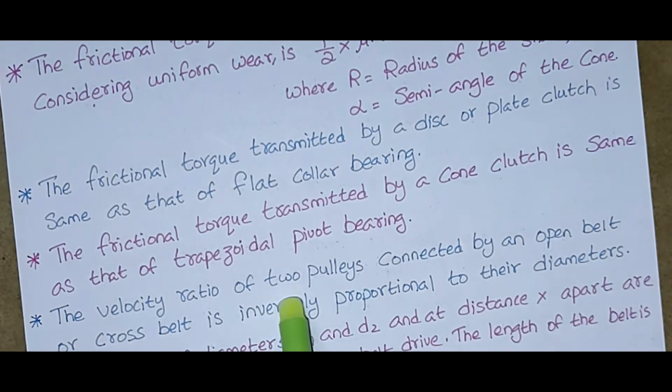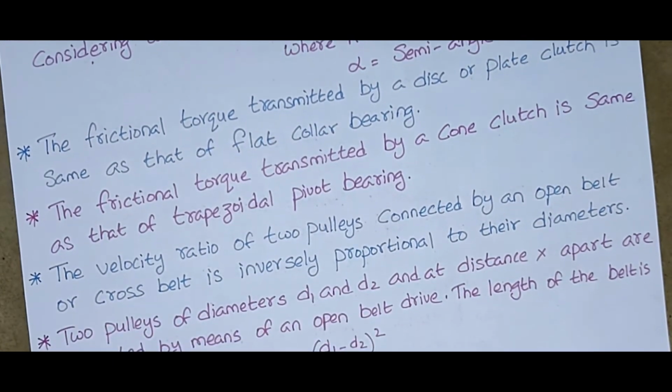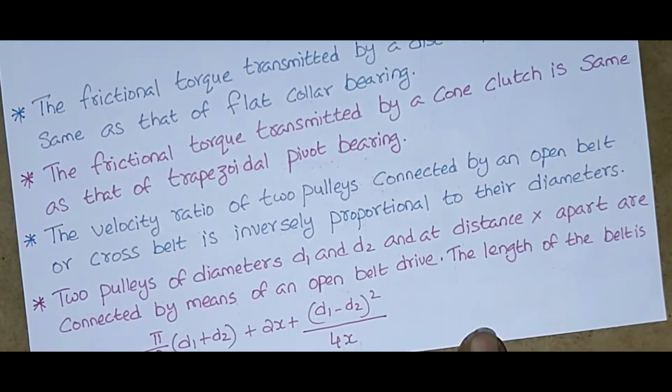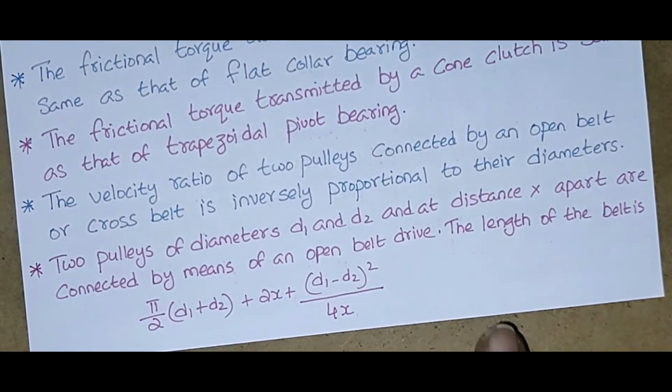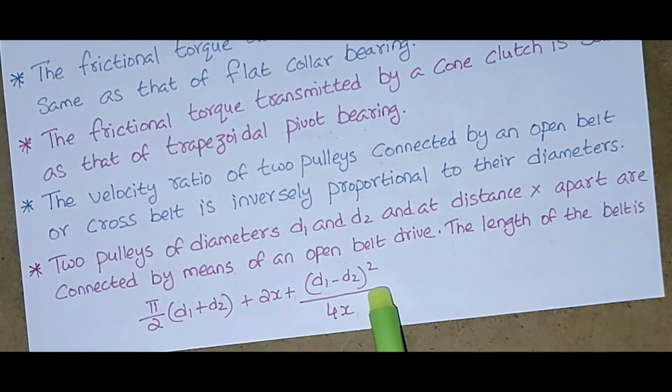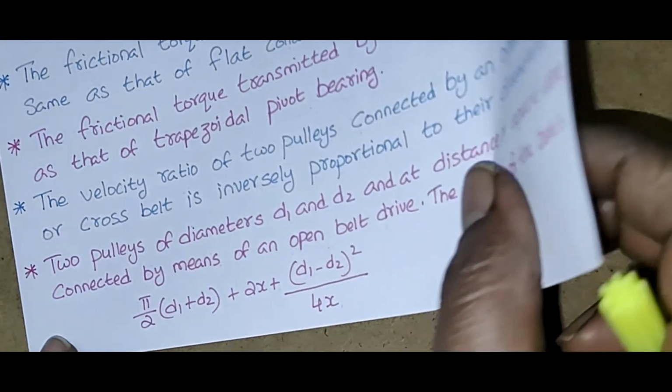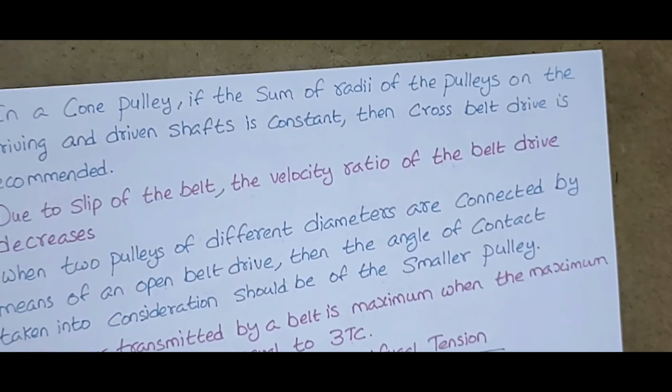The velocity ratio of two pulleys connected by an open belt or cross belt is inversely proportional to their diameters. Two pulleys of diameters d1 and d2 at distance x apart are connected by means of an open belt drive. The length of the belt is pi by 2 into (d1 plus d2) plus 2x plus (d1 minus d2) whole square by 4x. Okay, now we will continue.